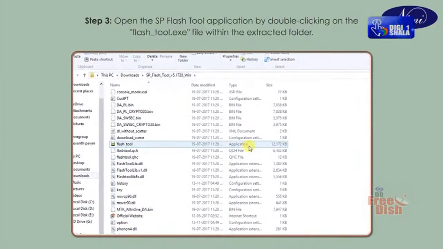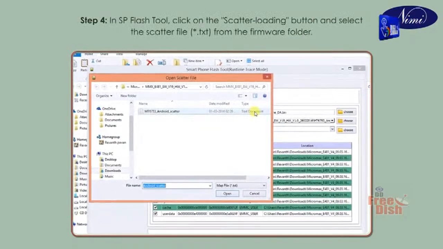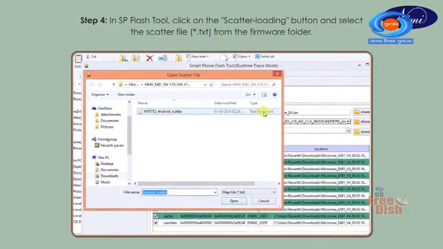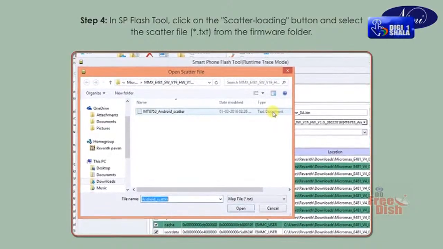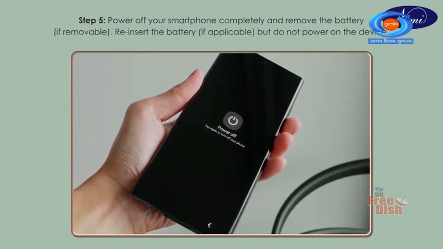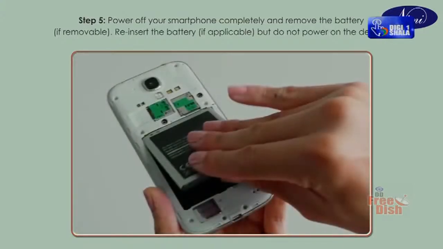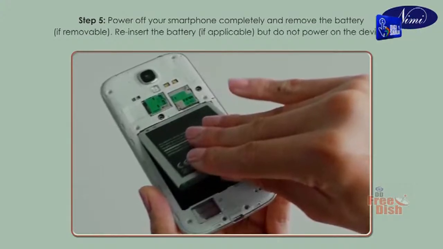flash_tool.exe file within the extracted folder. Step 4. In SP Flash tool, click on the Scatter Loading button and select the star.txt from the firmware folder. Step 5. Power off your smartphone completely and remove the battery if removable. Reinsert the battery if applicable, but do not power on the device.